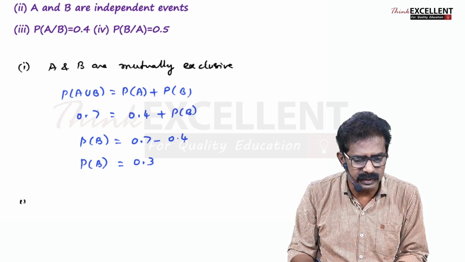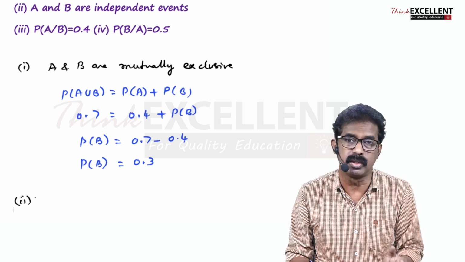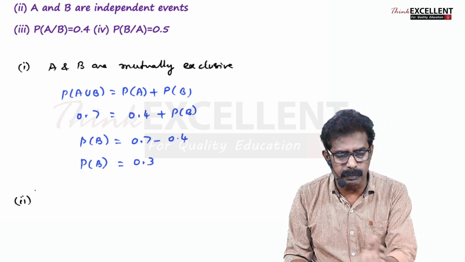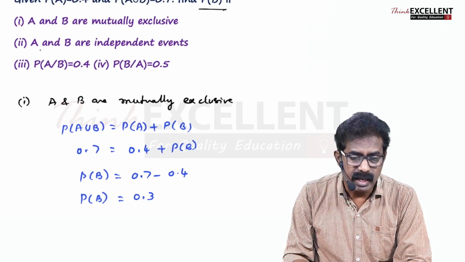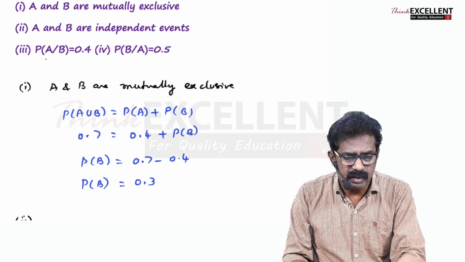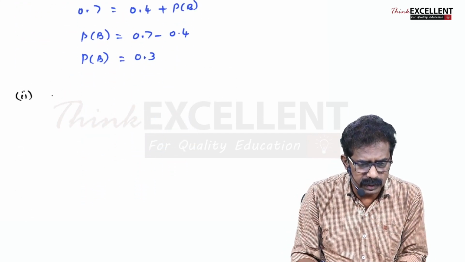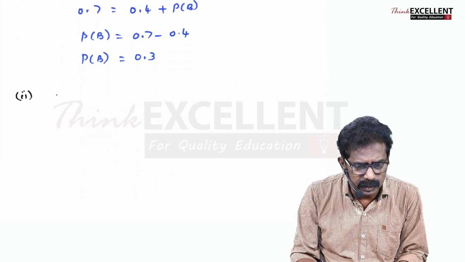So this is P of B under the first condition. What is the first condition? A and B are mutually exclusive. If A and B are mutually exclusive, then P of B is 0.3. Second case, the condition is A and B are independent. What is P of B?